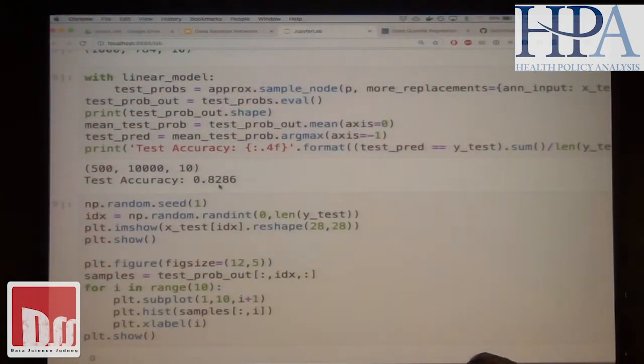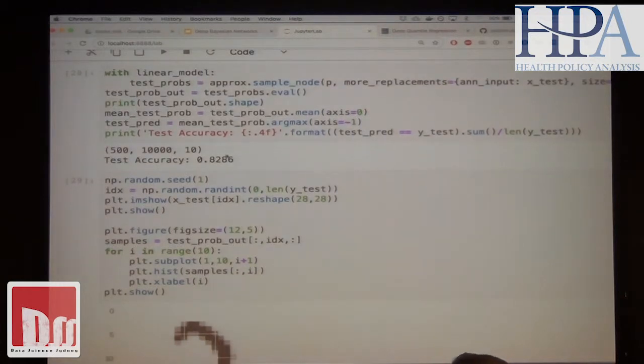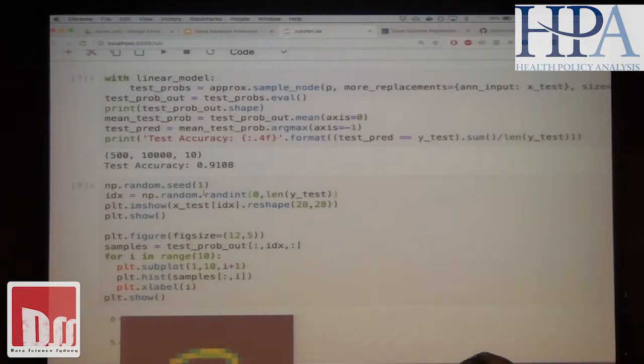By the way, when I say accuracy, the way that I got the accuracy was to sample 500 values from all those probabilities, look at the average, and take the maximum probability to be the true predicted value. That's how I got the 82% over here. Once I do the mini batch updates, I jump to 91. Hopefully you're starting to see how this can feed into deep learning as well, with mini batch updates being a big part of deep learning.